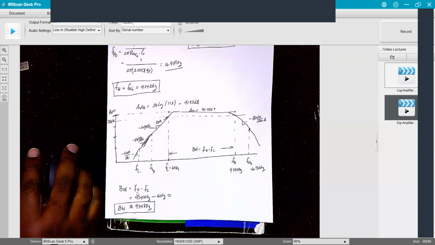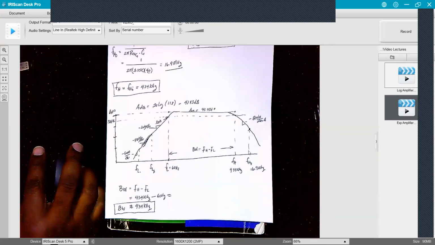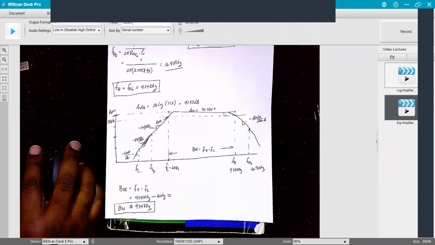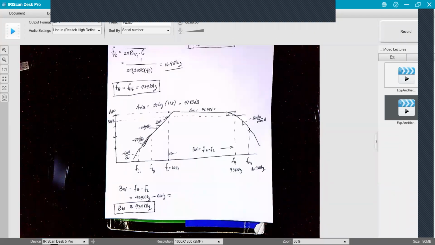And again, the bandwidth is F sub H minus F sub L. In this case, it's 434 minus about 60 hertz, or basically 434 kilohertz is the bandwidth of this amplifier, with a gain of about 41 dB, or about, well, we can just say it's 120.